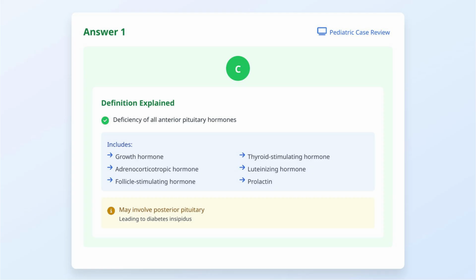Panhypopituitarism refers to the deficiency of all anterior pituitary hormones, including growth hormone, thyroid-stimulating hormone, adrenocorticotropic hormone, luteinizing hormone, follicle-stimulating hormone, and prolactin. This condition may also involve the posterior pituitary, leading to diabetes insipidus. Understanding this comprehensive hormonal deficiency is crucial for proper diagnosis and management.